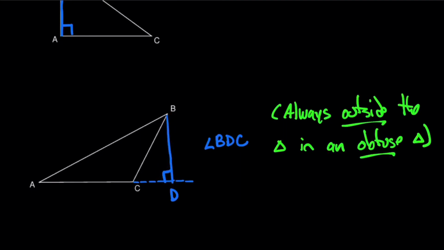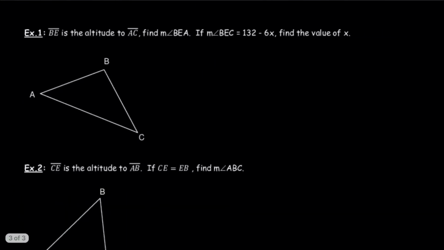All right, well, let's take a look at some algebra involving altitudes. In our first example, it says BE is the altitude to AC. So altitude is perpendicular, right angle. I have to draw a segment down that's perpendicular to the opposite side, forms right angles like so. It says BE. So I know both of these are right angles, and it wants us to name that point E.